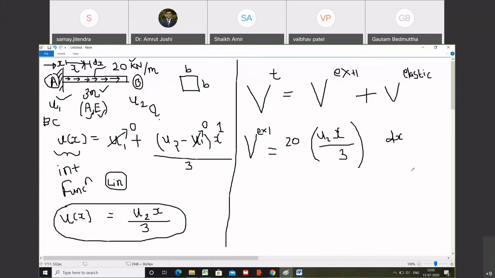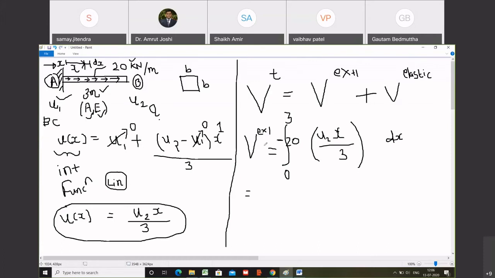Now, how many such small strips are there from A to B? Infinite. So how do we get the total potential energy associated with the external force? By integrating it from x equal to 0 to x equal to 3. As you can see, P into delta is always associated with a negative sign in our calculation of total potential energy, so I am going to put a negative sign outside. Let us solve this integration.